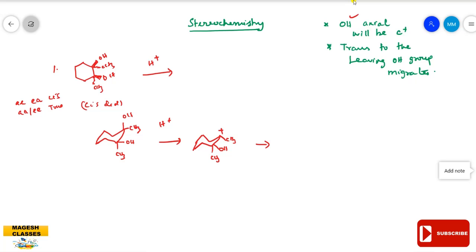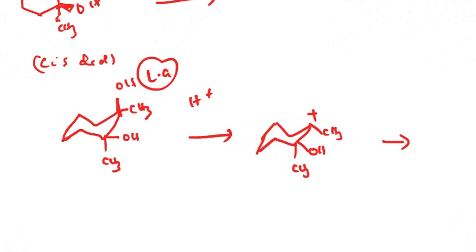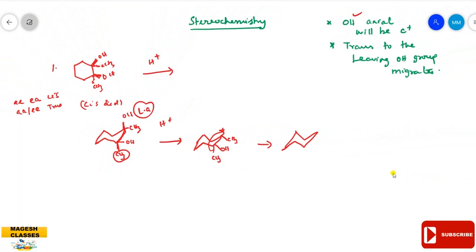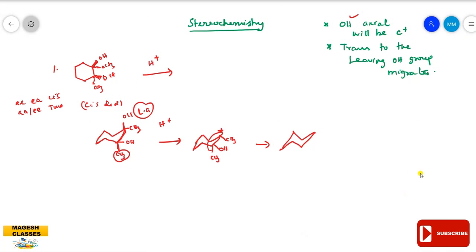Then the migration takes place. Migration is of the group trans to the leaving group. It is the leaving group, so this is the trans position. So this methyl group migrates here, and this will become the ketone. During migration, the configuration is retained. So here it is C double bond O. So this is the type of product. It is similar to that of the earlier case.